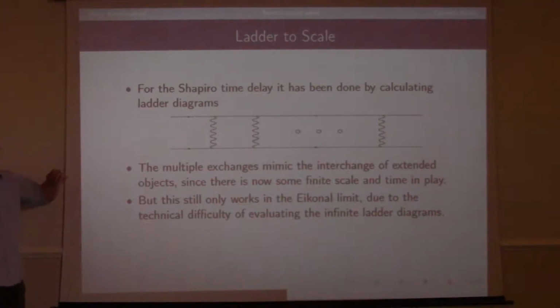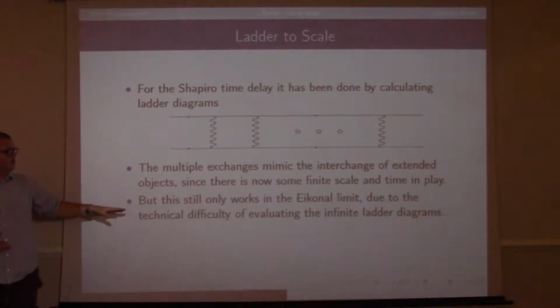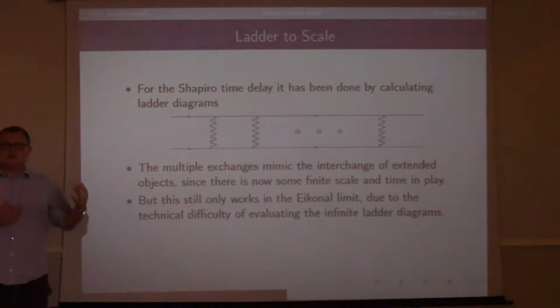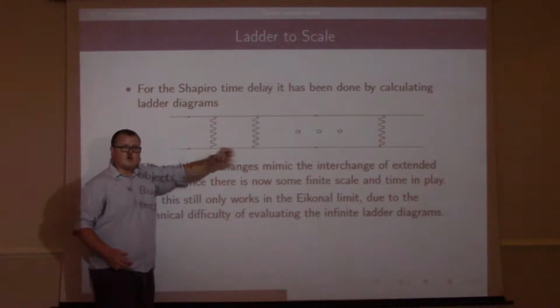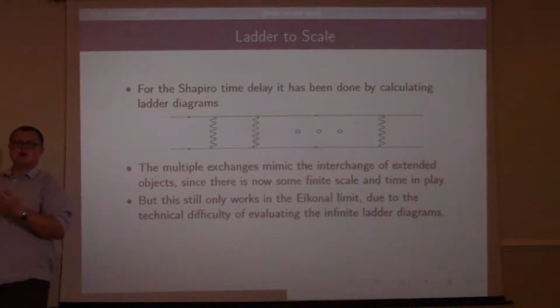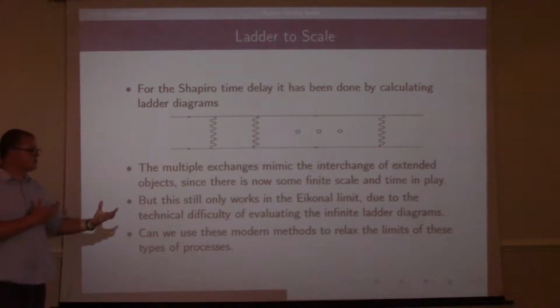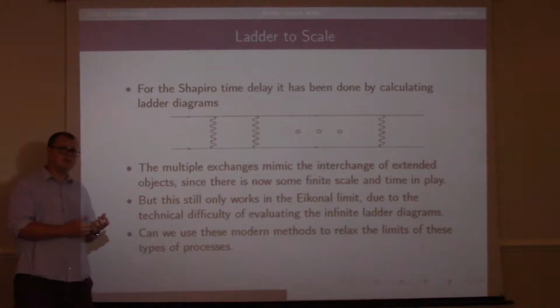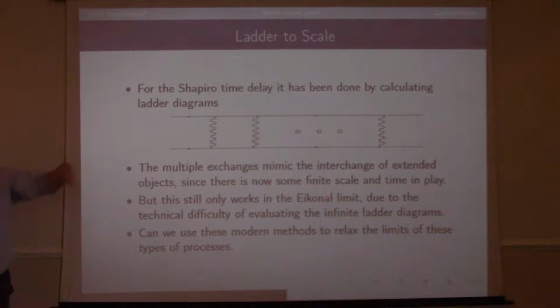But these ladder diagrams are extremely intricate and difficult to calculate. So this still only works in the hypernal limit, where we can basically take all the outer particle propagators, so the rails of our ladders, on shell. There's no need to calculate them in loops as well. And we're trying to see whether with these new modern methods we can relax these limits. The ideal would be to relax these kinds of limits. But even just finding a simpler way of calculating these could be interesting.